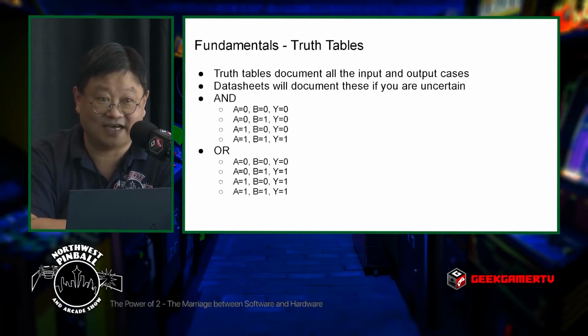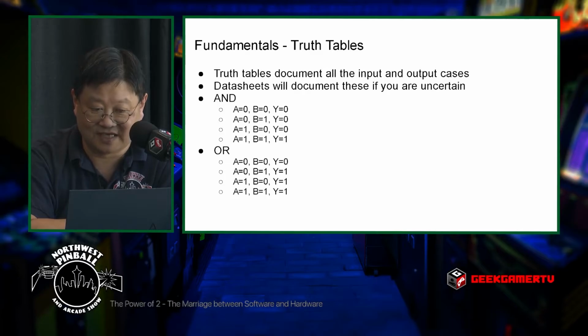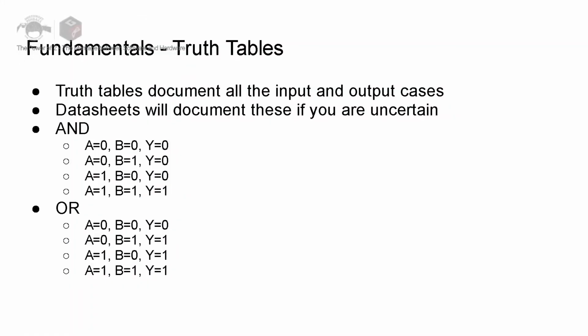Truth tables. This is a hardware concept. This is not a software concept. Truth tables document all the input and output cases. For 2-input devices, that's a 2x2 matrix, 4 results. If you are at all uncertain about anything, consult the data sheet for the integrated circuit. The data sheet contains all the information that you will need. It is often buried amongst a ton of other irrelevant information for your purposes, but it is there.